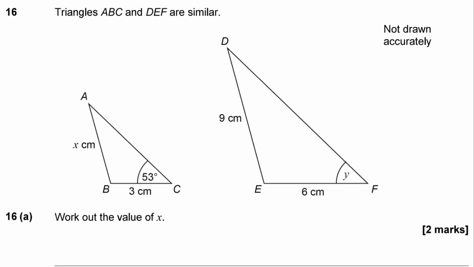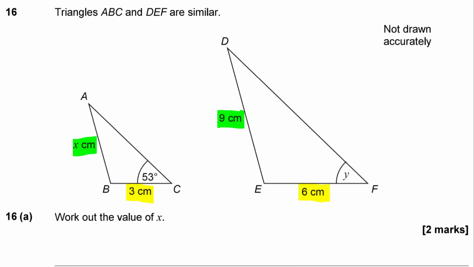Question 16. Triangles A, B, C and D, E, F are similar. And we've got them shown here. Now it says work out the value of x. Now, if two shapes are similar, it means their sides are in the same ratio. So these two sides match up on my diagram. And these two sides match up.